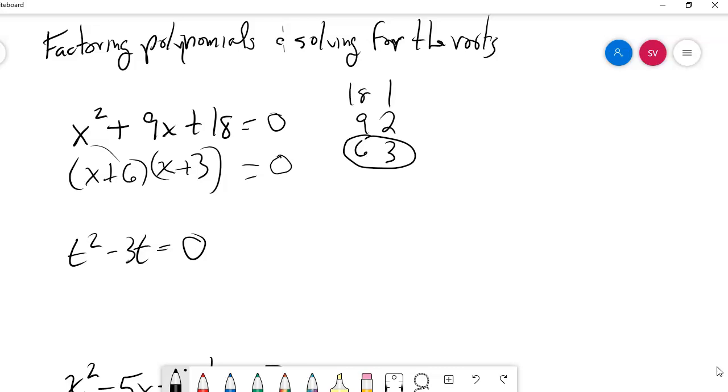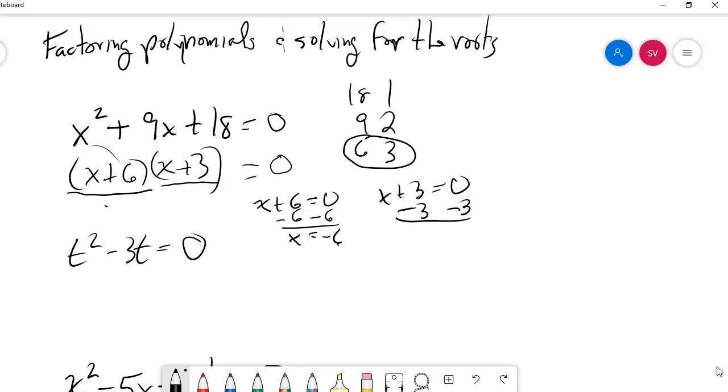So now what we're going to do is take each individual binomial and set them individually equal to 0. So it's x plus 6 is equal to 0, x plus 3 is equal to 0, and then solve for x. So x is equal to minus 6, and then we'll subtract 3 on the left and right side of the equal sign. x is equal to minus 3. Those are our two solutions. x is equal to minus 6, and x is equal to minus 3. And if you plug each one in individually, you should get the left side equaling the right side, which is 0.